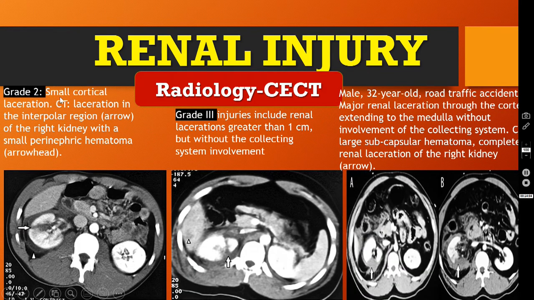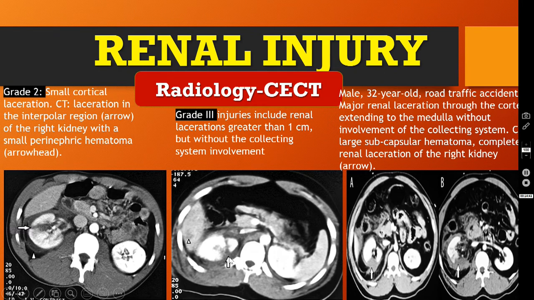Coming to grade 2, usually there is laceration, but this laceration is less than 1 centimeter in size. Small cortical laceration. CT is showing laceration in the interpolar region, arrow you can see, of the right kidney, with a small perinephric hematoma. This is the perinephric hematoma you are seeing here. This is grade 2. In grade 3, injuries include renal laceration greater than 1 centimeter, but without the collecting system involvement.